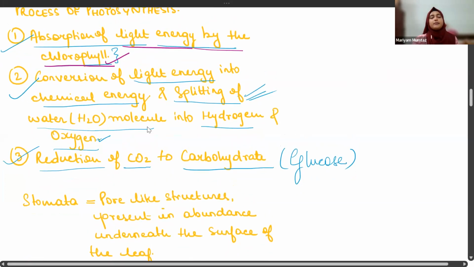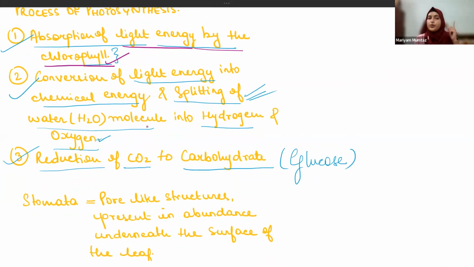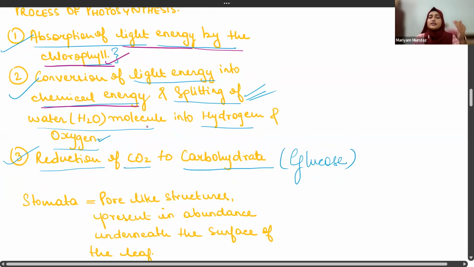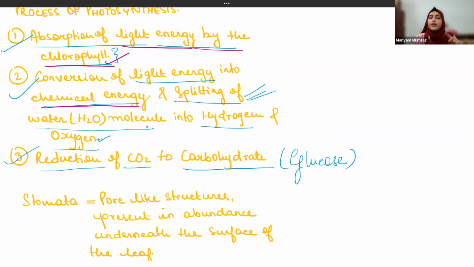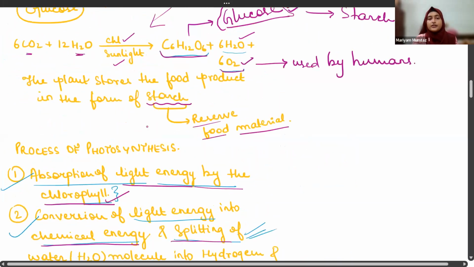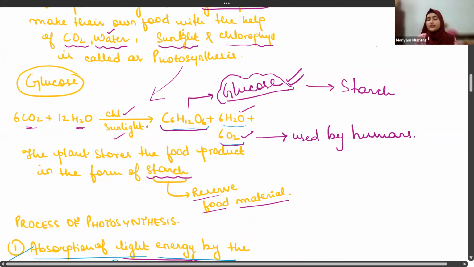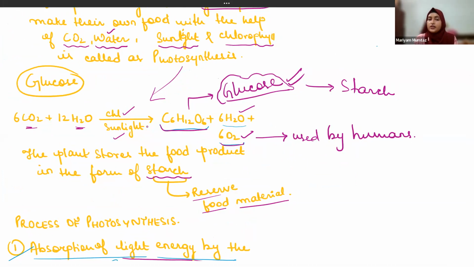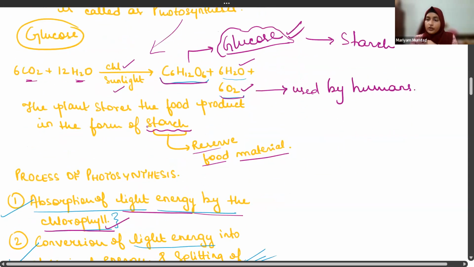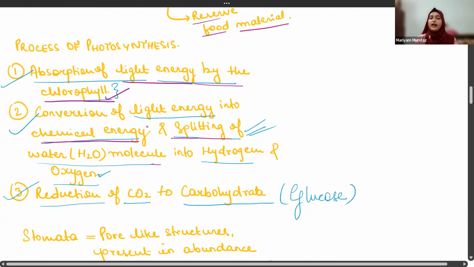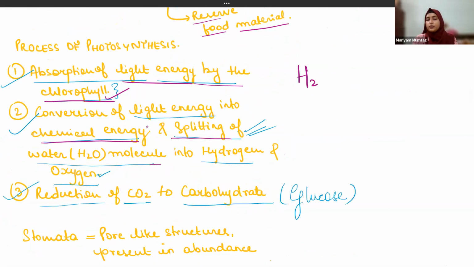Now let us look at the second step. During that, the light energy which was absorbed is converted into chemical energy. Also, there is a splitting of water molecule. Now, why is the water molecule split? See, in the reaction which we saw here, carbon dioxide and water were taken, but the product was oxygen also, and we got water also. So that oxygen, which is the product of photosynthesis, comes by splitting of this water molecule, meaning when this water molecule breaks, it gives us hydrogen and it gives us oxygen, isn't it?